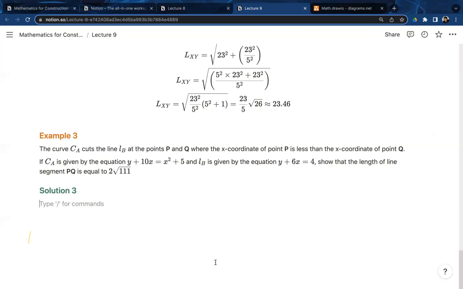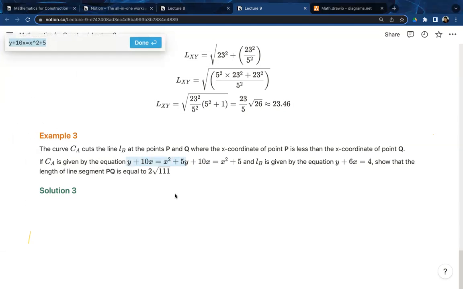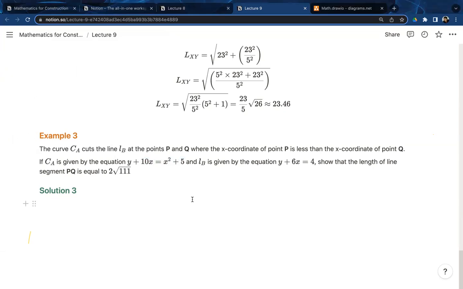The curve C, we say is a curve, right? It cuts the line L at points P and Q, where the x coordinate of P is less than the x coordinate of Q. So you have some curve, right? It has an x squared term here. So this is a quadratic, and the coefficient of x squared is positive, so you know it's a U shape, right?